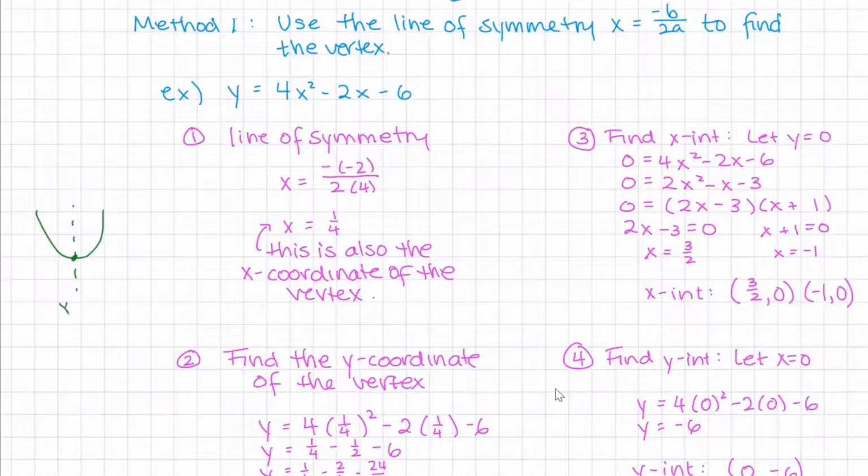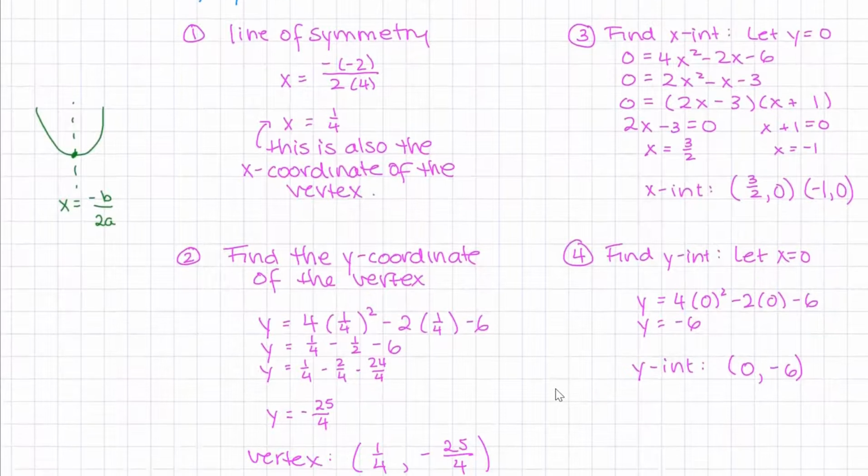Your line of symmetry always has this equation, negative b over 2a. So we're going to use that equation there, and so I go ahead and do it, and I get x equals 1/4. That is also my x-coordinate for the vertex. So now I know the x-coordinate. Now it's going to be a little messy because we have a fraction, but that's okay, we can still deal with it. Once I know the x-coordinate, all I have to do is plug into this original equation to find the y-coordinate.